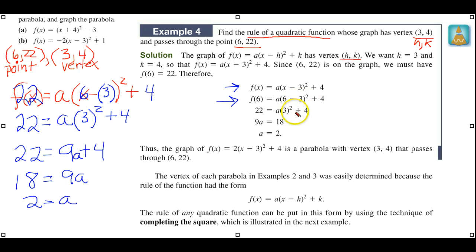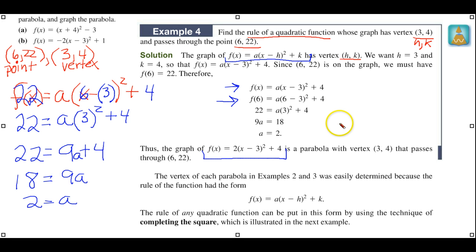So now we put this back into our formula, where we now have a value for a. And there is the rule for a quadratic function whose graph has the vertex 3, 4 and passes through this point. Again, lots of algebra going on here, and of course our knowledge of this vertex formula here.